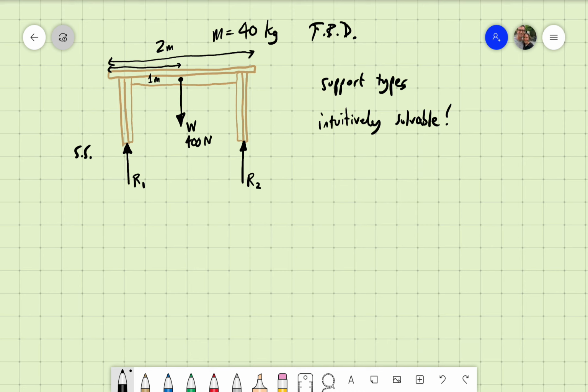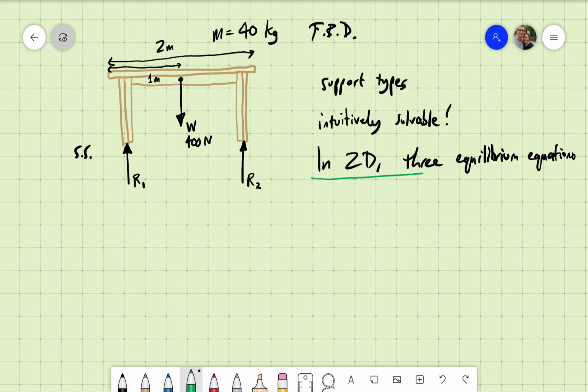Now this one is intuitive, that's why I started here, but let's go through the actual process that we would do for a more complex, non-intuitive one that needs analysis. The idea is that in 2 dimensions, there are 3 equilibrium equations. This is really important. This is the point of today. In 2D analysis, which is all we're going to do, there are 3 equilibrium equations.